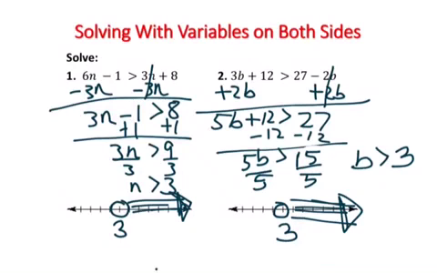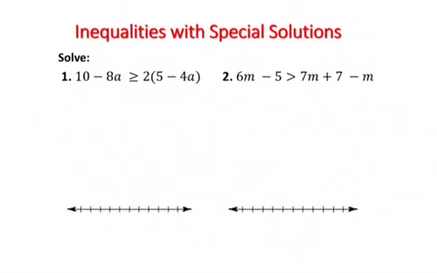Notice in both of these that our final answer always has the variable to the left, b greater than 3, n greater than 3. These ones are called inequalities with special solutions, so that usually means no solution or infinite solutions.